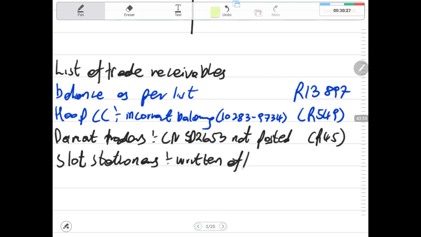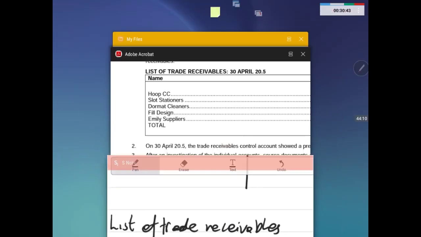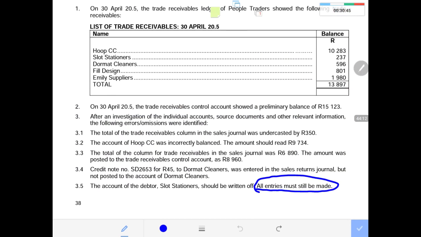The account of this customer must be written off, an amount of 237. Remember, this 237 is included there, and we need to remove it because we are told to write off this account as a bad debt or a credit loss. Then now we go to the next transaction.